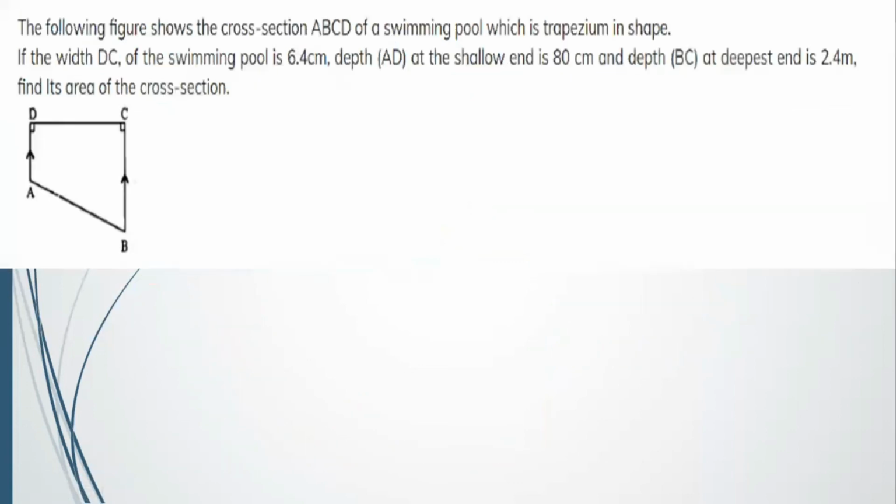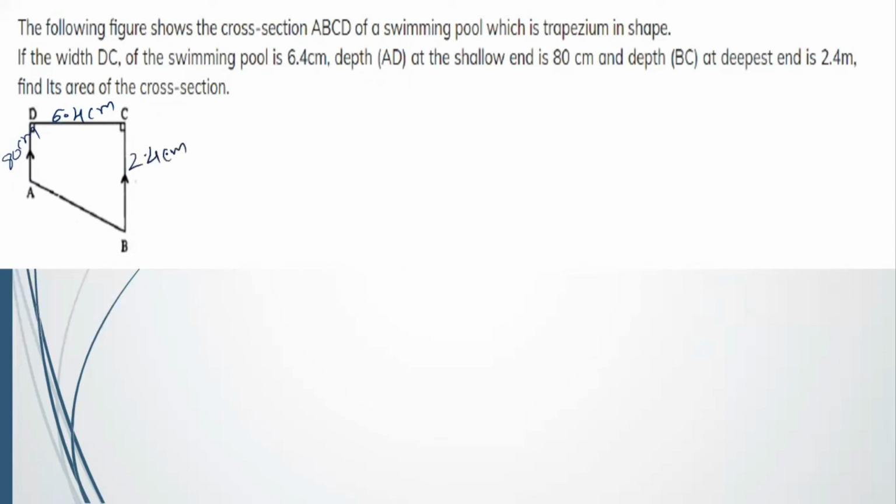Okay, the last question, children. Just be attentive here. The following figure shows a cross section ABCD of a swimming pool. Cross section is just the plane. When I cut the solid, what I get is called a cross section of the pool, which is trapezium in shape. If the width DC, this is the width of the pool, the swimming pool, is 6.4 meters, and the depth on this side is 80 centimeters. Okay, and the depth BC is 2.4 meters.